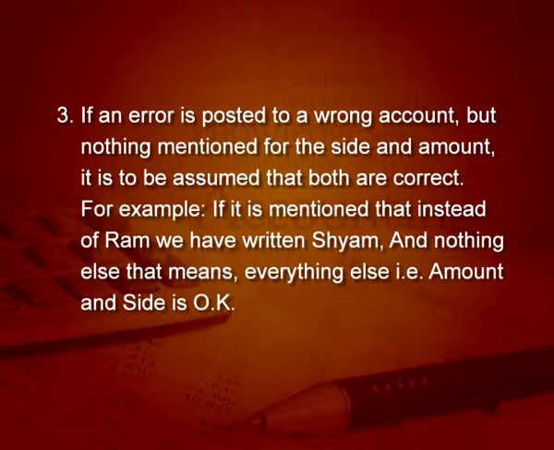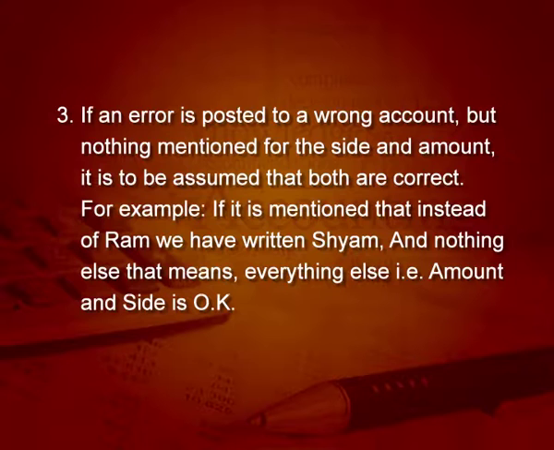One sided error, trial will not tally. Next point, if the error is posted to a wrong account, but nothing is mentioned for the side and the amount, then it is to be assumed that both are correct. For example, if it is mentioned that instead of Ram we have written Sham and nothing else is mentioned, that means everything else is okay.